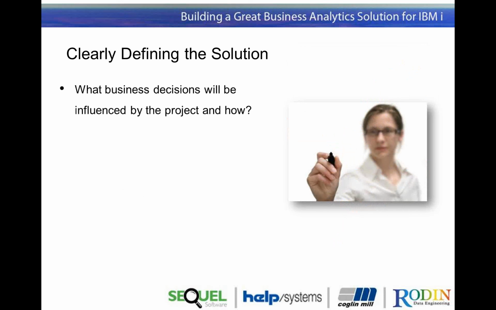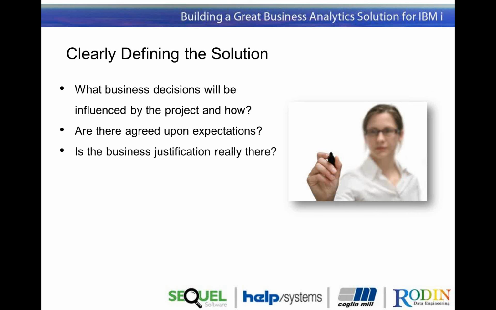So let's talk about the business side for a moment. You know, what business decisions are going to be influenced by this project and how? If you can't write that down on paper, if you can't spell it out, then you're probably going to have a problem during the course of the project because somebody's going to want to complain. Are there agreed upon expectations? Does everybody look each other in the eye and say, yep, if we can do these things, then we know that this is going to be a successful project?